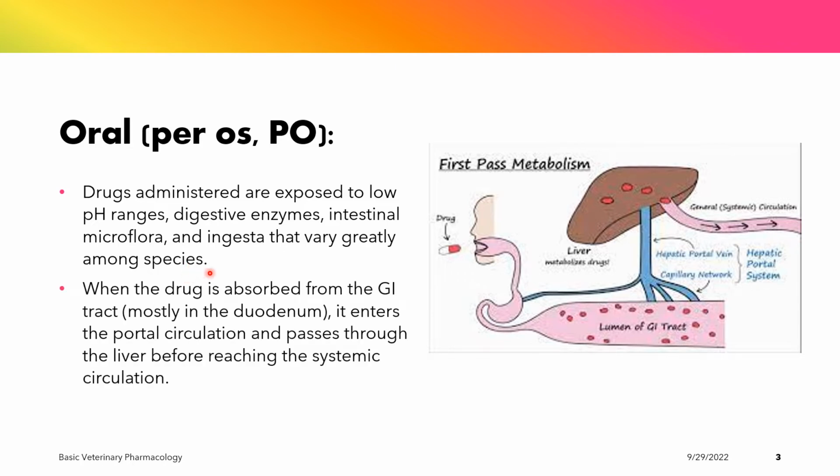So what happens when the drug is within the GIT? When the drug is absorbed from the GIT, mostly in the intestine, particularly in the duodenum, it enters the portal circulation and passes through the liver before reaching the systemic circulation. This is what we call first pass metabolism, wherein the drug, before it reaches the systemic circulation, is still metabolized, particularly in the intestine as well as in the liver, so that its bioavailability is reduced and only a fraction of its original quantity will be available in the systemic circulation.